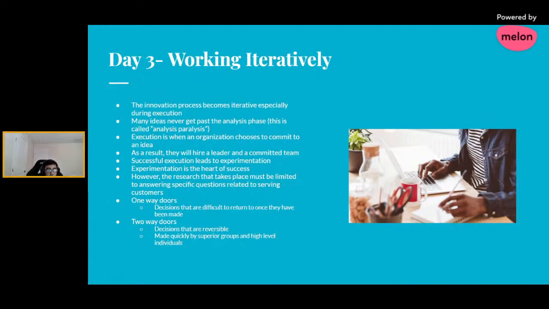It's made of one-way doors, so the decisions are difficult to return to once they have been made, and two-way doors, where decisions are reversible, and they're made quickly by superior groups and high-level individuals, since obviously they're reversible and won't be much of a problem if the wrong decision is made.